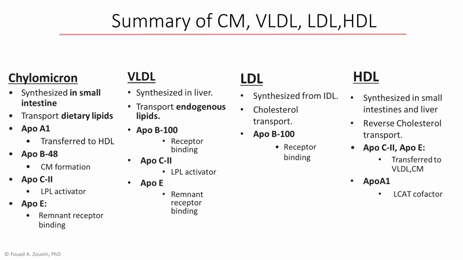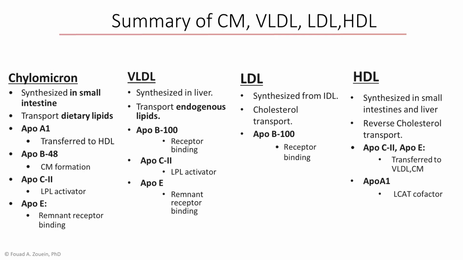And ApoE is actually the remnant receptor binding, so the chylomicron remnant can be taken back by the liver to be metabolized there. The VLDL, on the other hand, is synthesized in the liver from endogenous lipids. So whatever lipids are synthesized in the liver, the triglyceride and so on, they are put together to form the very low density lipoprotein. And the VLDL has ApoB100 on it. It's important for receptor binding. Remember that ApoB100 has lower affinity than ApoE for the LDL receptor.